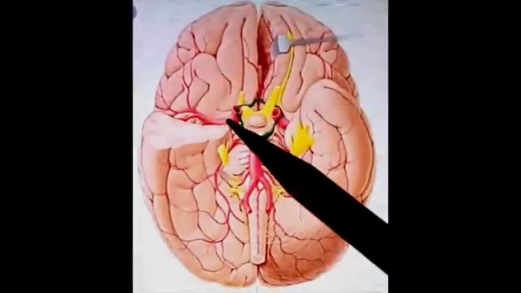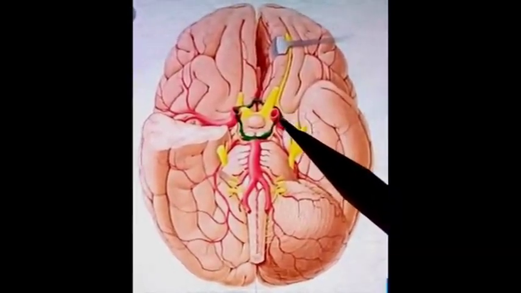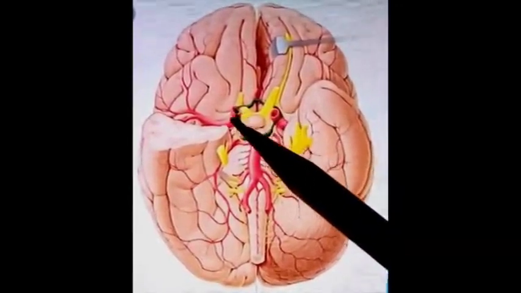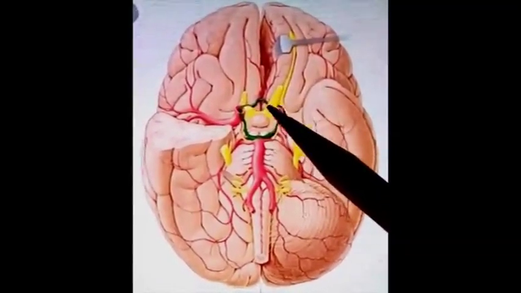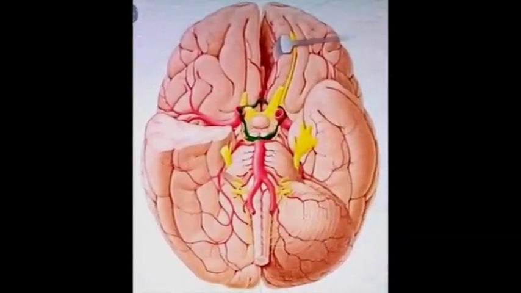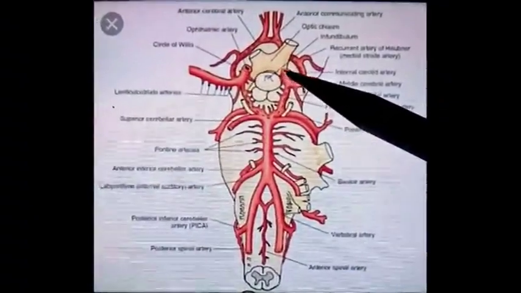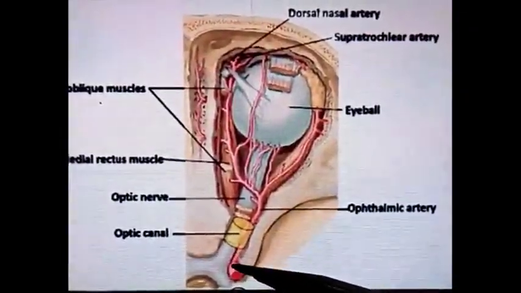After leaving the cavernous sinus present in this area, this internal carotid artery appears on the surface of the brain. Then it lies very close to the optic chiasma, visible in this yellow color. While running on the inferior surface, the artery further gives various branches. The first branch is the ophthalmic artery, which is given by the internal carotid.